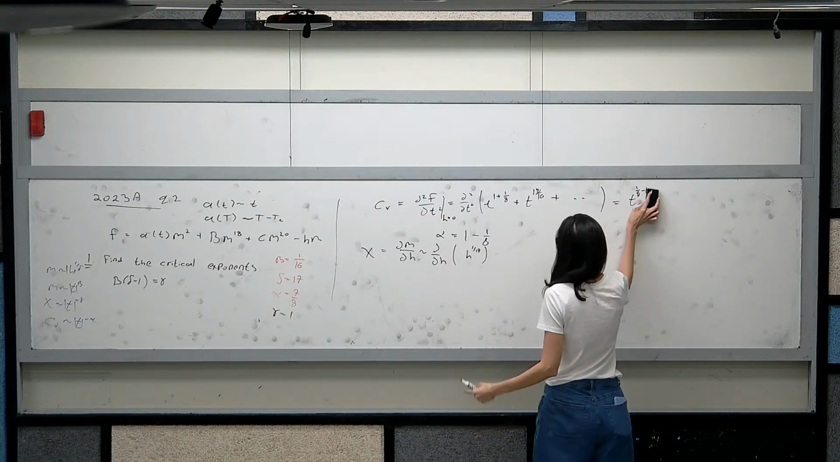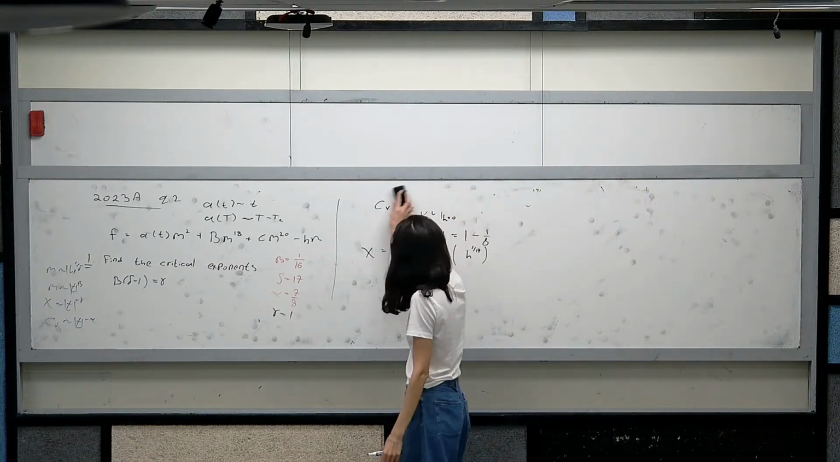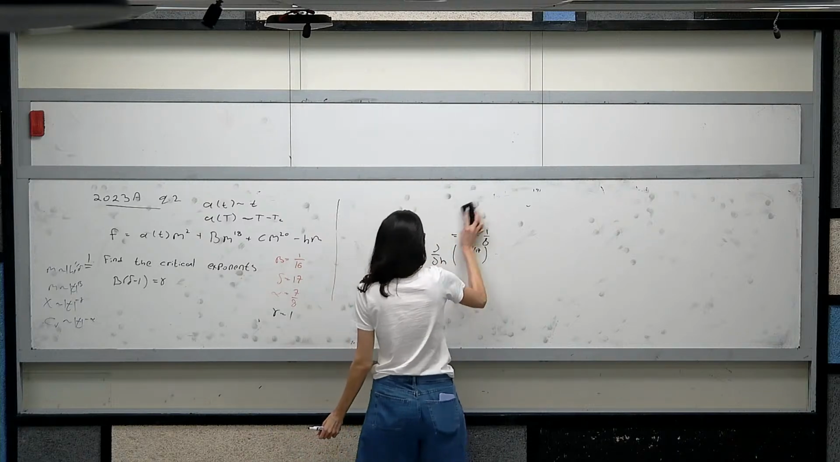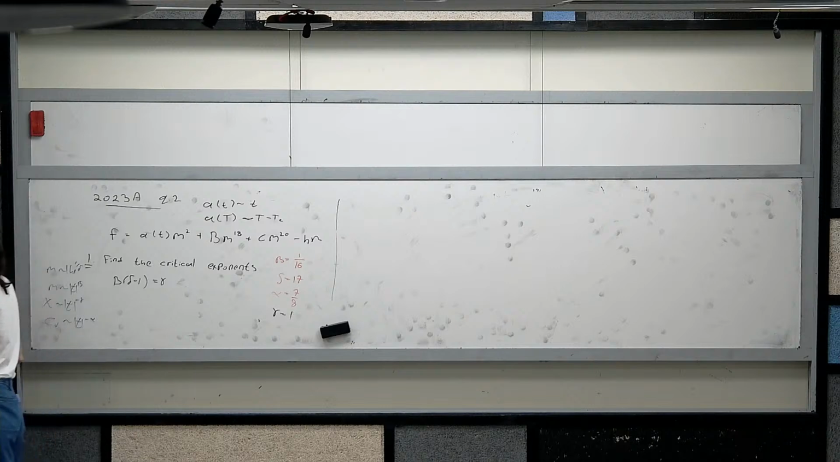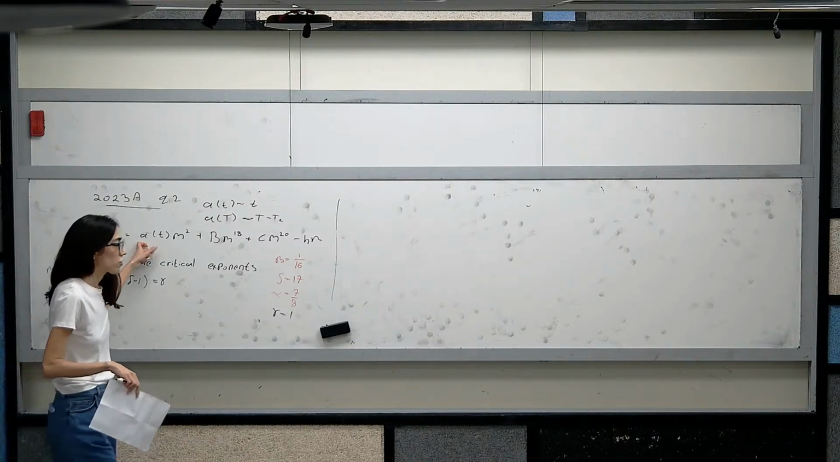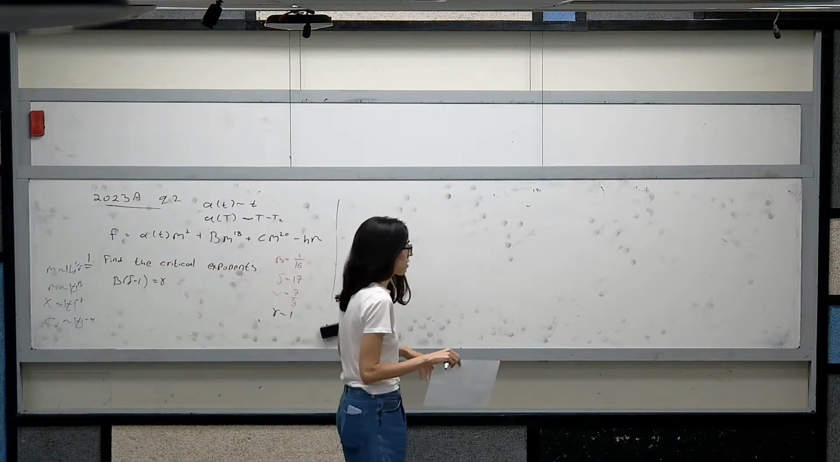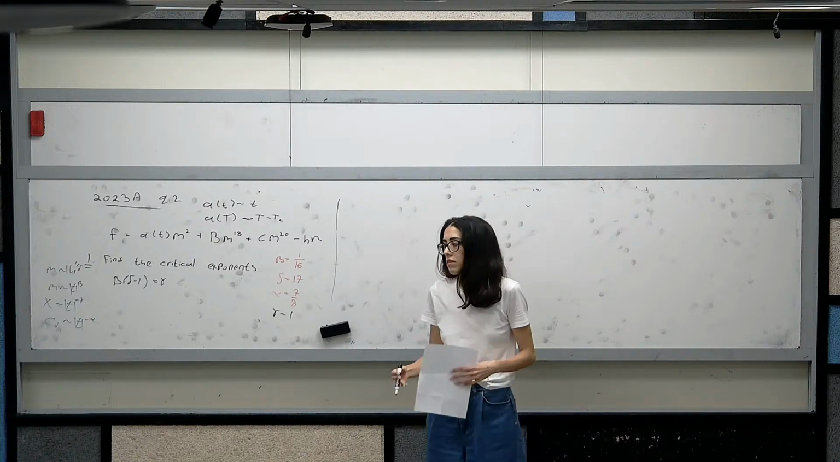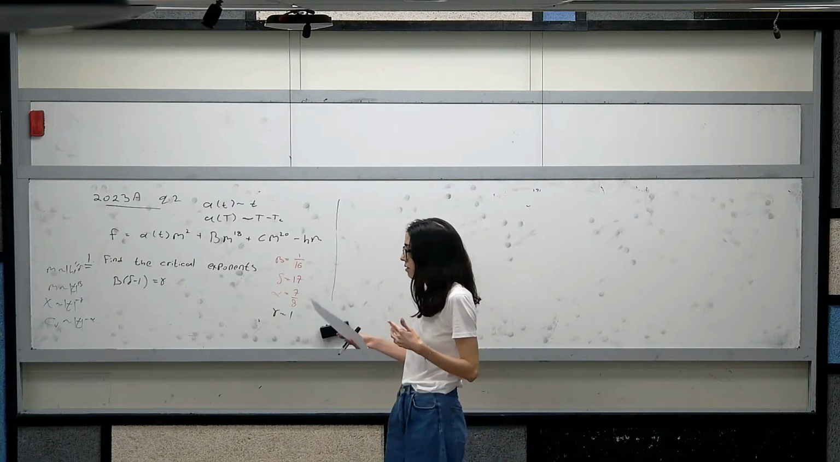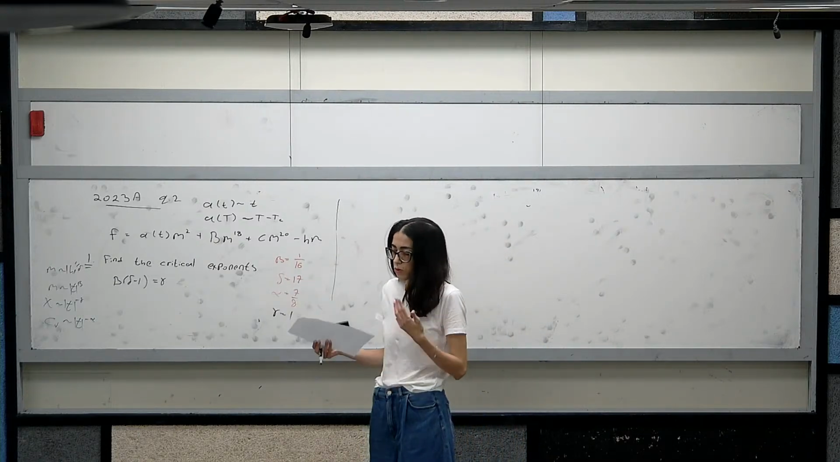So that was just the first part of the question. The second part, we have different examples for the free energy. And the question is, for each one of those examples, does the system undergo a finite temperature second order phase transition?